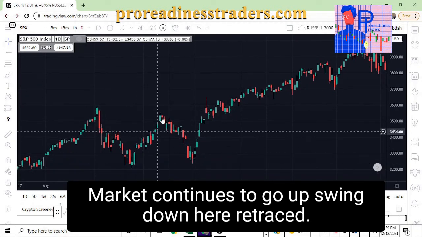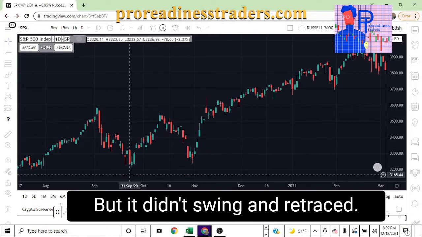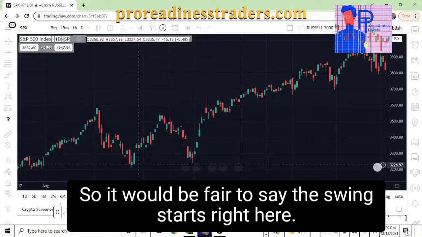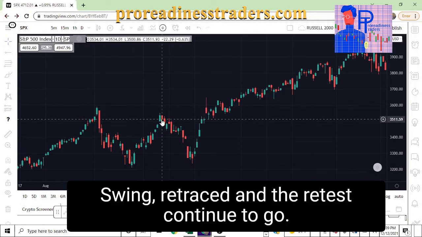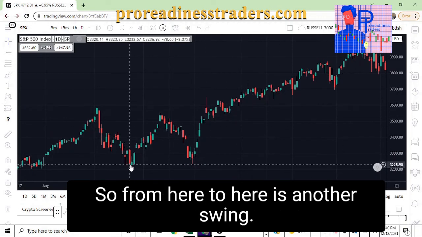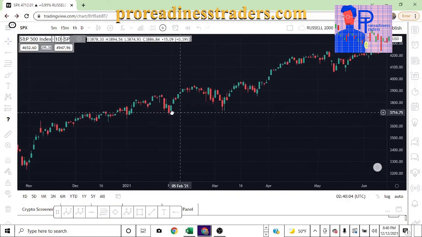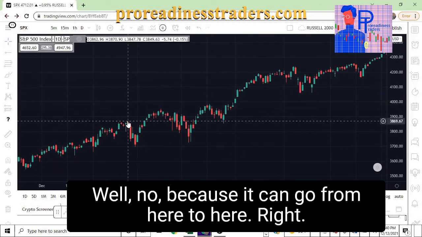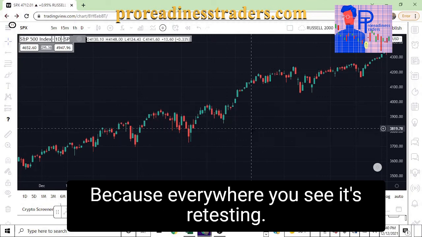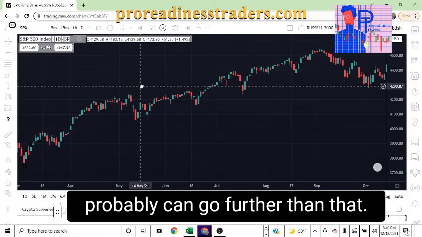It swings down here, retraces, but on the retest it didn't go above. So it would be fair to say the swing starts right here. Swing, retraced, and the retest continued to go. So from here to here is another swing. See that? Well, no, because it can go from here to here, because everywhere you see it's retesting. As a matter of fact, it probably can go further than that.